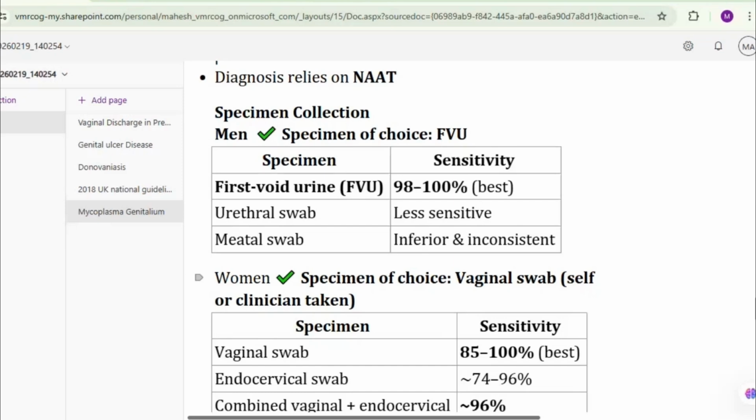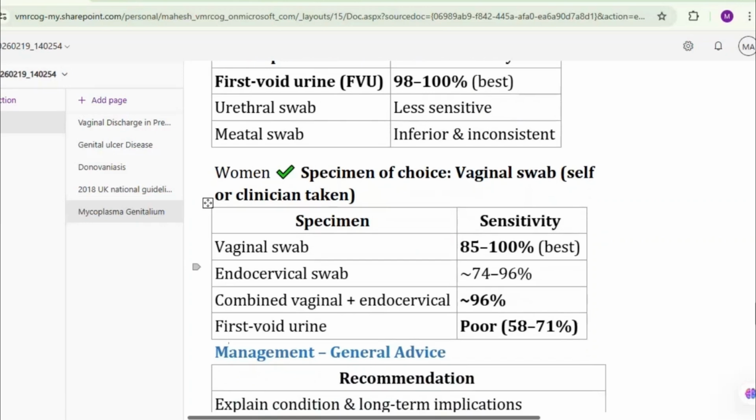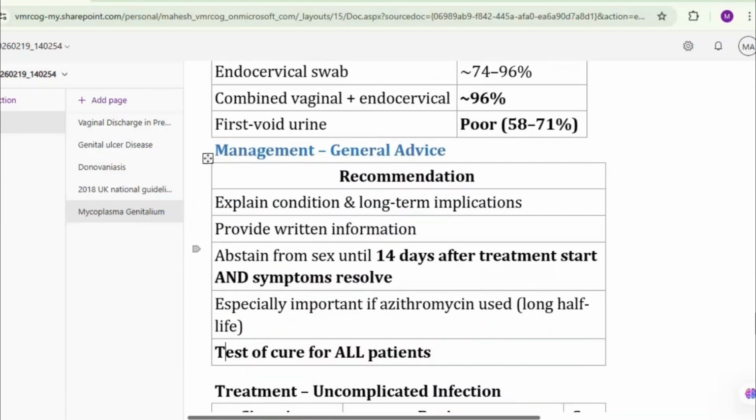For women, the specimen of choice will be a vulvovaginal swab. It has good sensitivity, around 85 to 100%. Endocervical is less sensitive, while combined vaginal plus endocervical is around 96%. First void urine is poor. Recommendation: explain the condition, because chlamydia causes cervicitis.